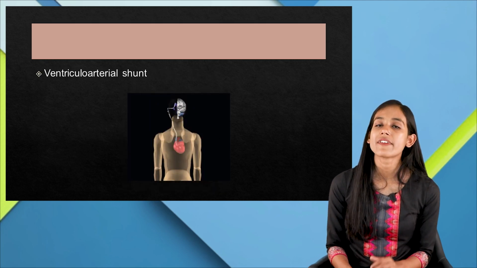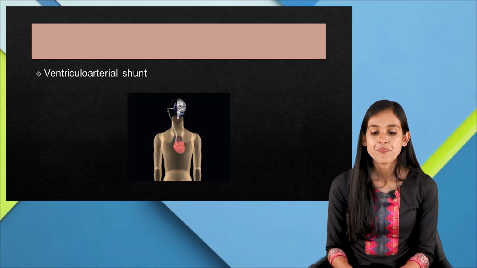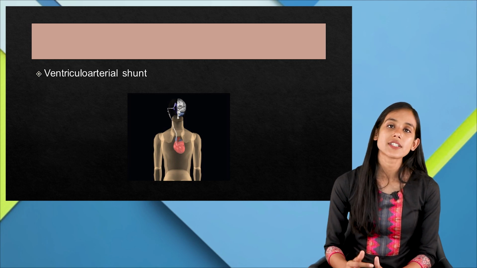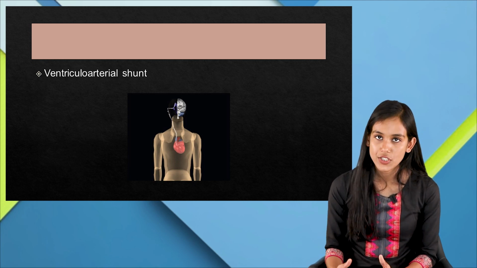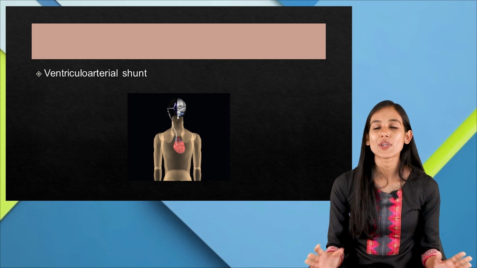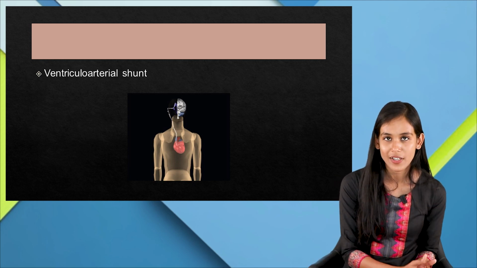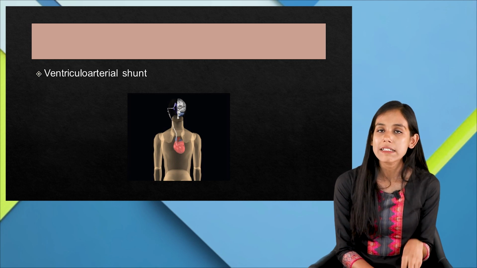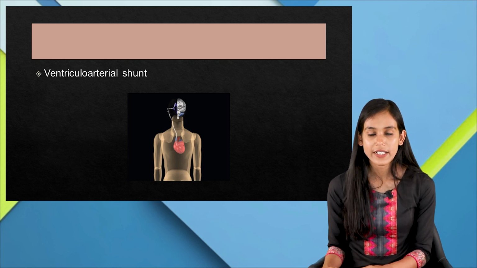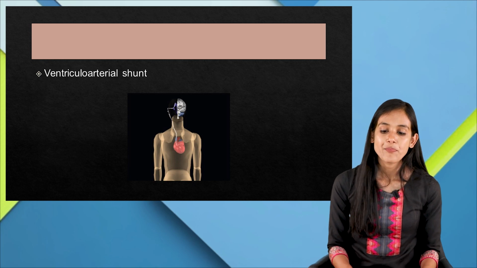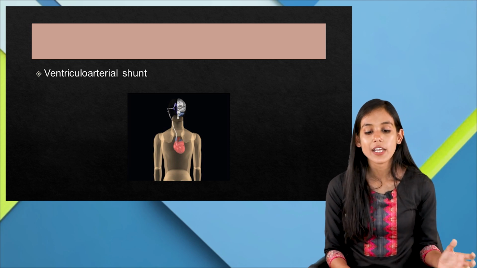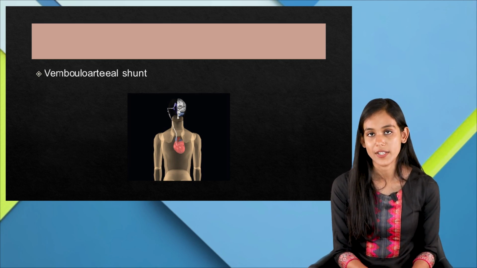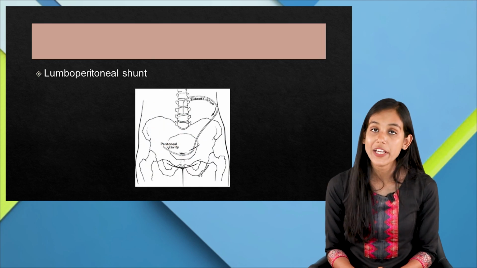And then we also have the ventriculoatrial shunt. A ventriculoatrial shunt is also called a vascular shunt. And again, from the name itself, you can understand that this is between a ventricle and the atrium, right? So this shunts the cerebral ventricles through the jugular vein and the superior vena cava into the right cardiac atrium. And then there is also the lumboperitoneal shunt.